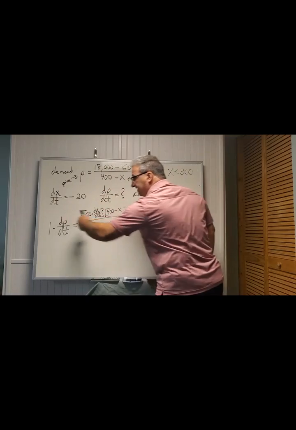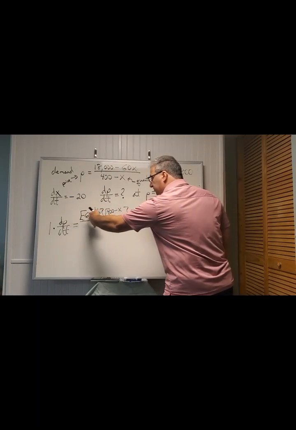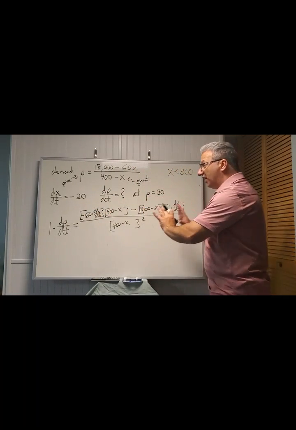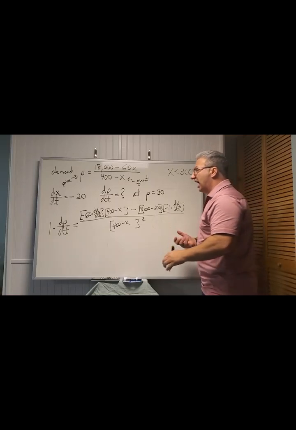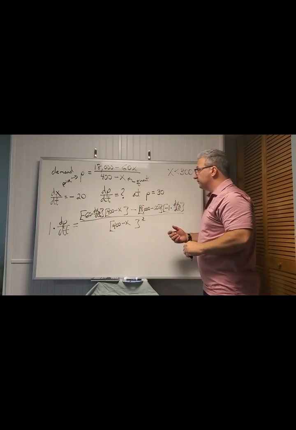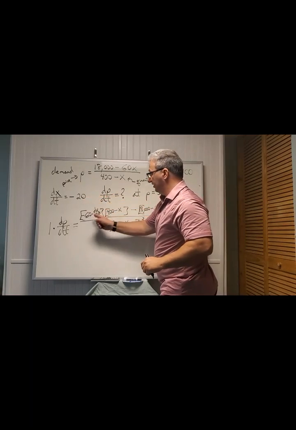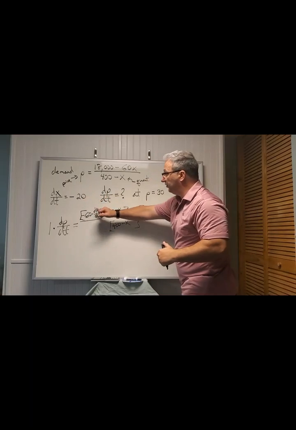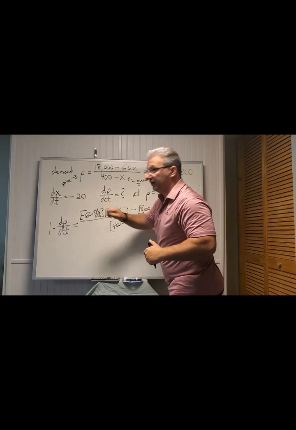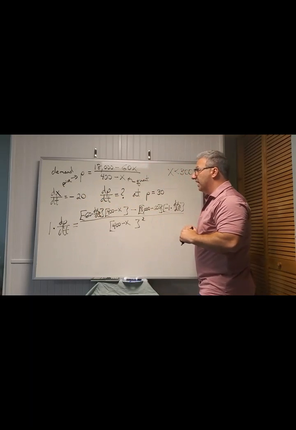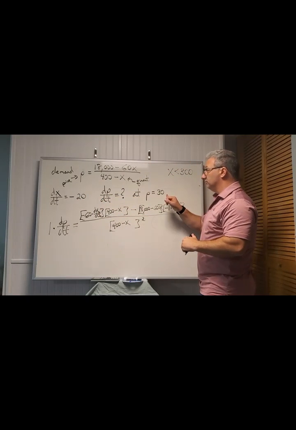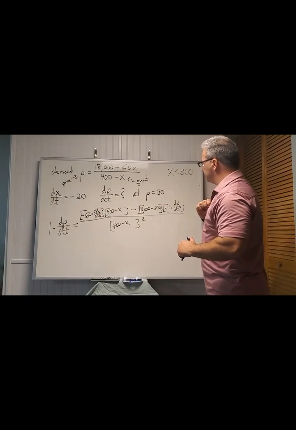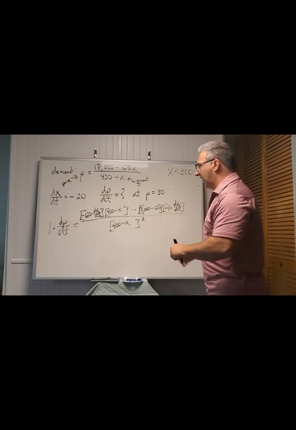Hey, we have dp dt. All I've got to do is evaluate this. Let's pause for a moment. What do I need? I need a dx dt. I have it: negative 20. I need the rate at which units are changing. I have it: negative 20. I need a particular x. Ooh, this is interesting. I have the price point. I don't have the x.